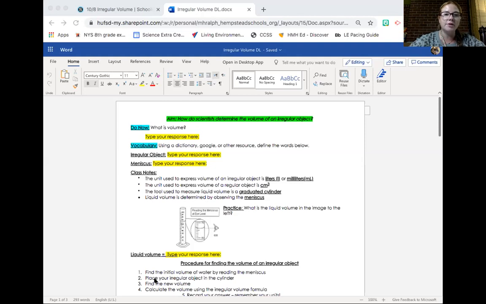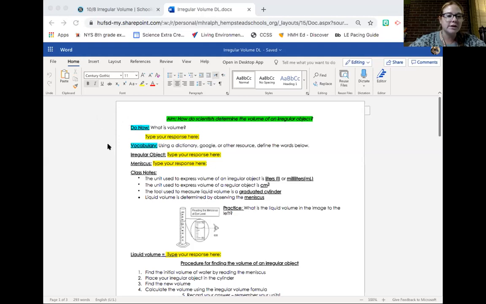You'll get to eye level and you'll read what it says. So let's try it. What is the liquid volume in the image to the left? If we look at this image, we can see where the curved line is. That's where we're going to measure.